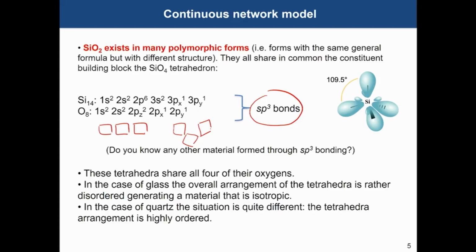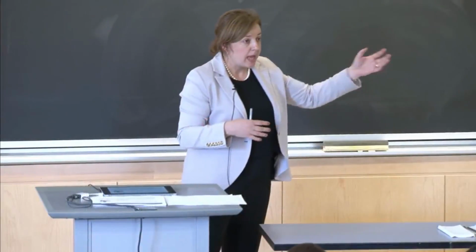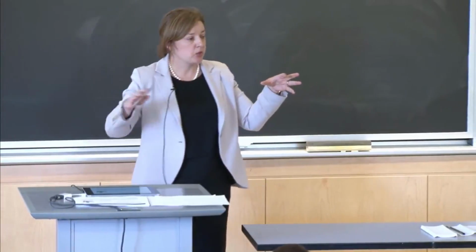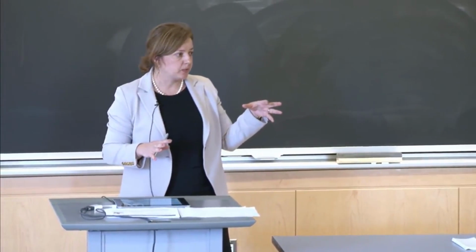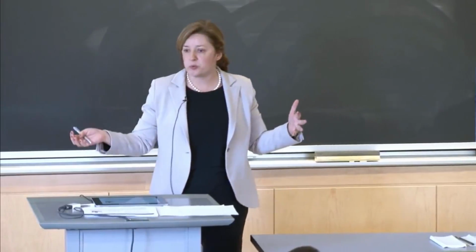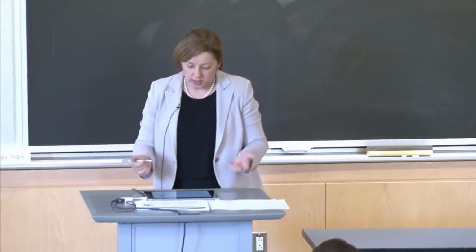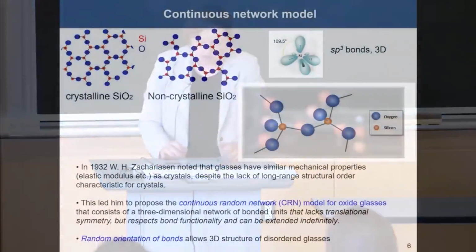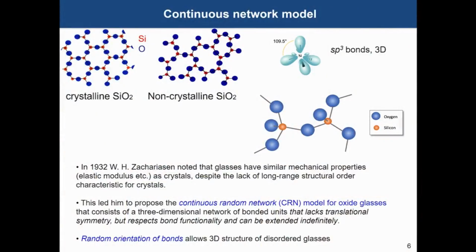And this is what we call the continuous network model. Okay? So the main message behind this is that the environment, or the short-range order, depends on the type of bond that the atoms form. And then whether they are periodically arranged or randomly distributed within the space will determine whether you have a crystalline or amorphous material, respectively.